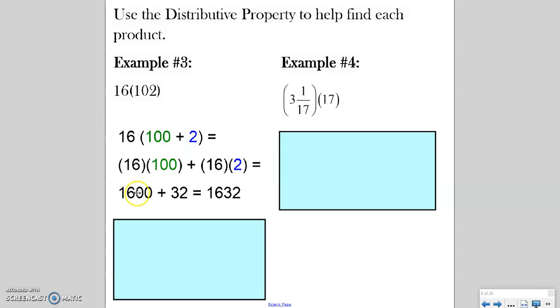This one will give you 1600, and 16 times 2 gives you 32. And then you add them and you get your answer.